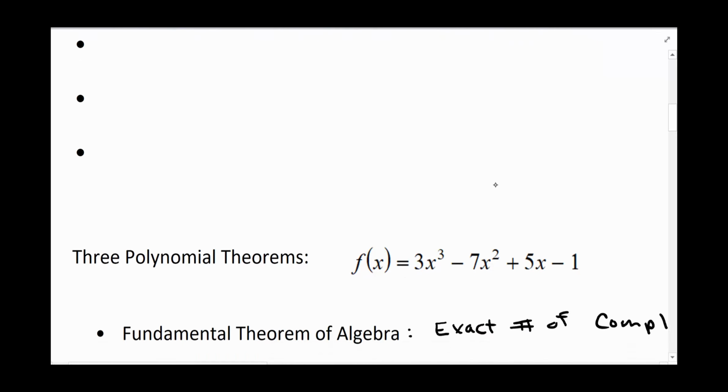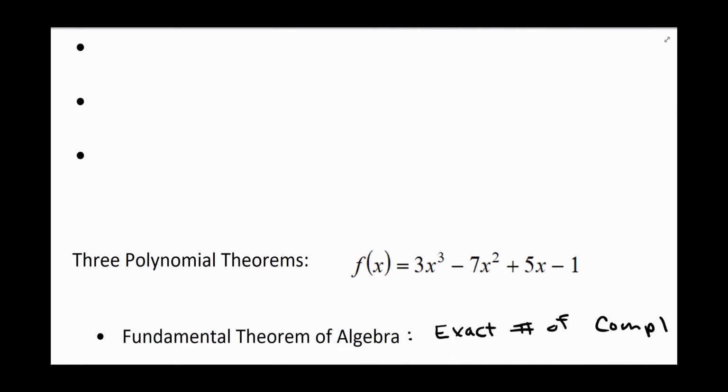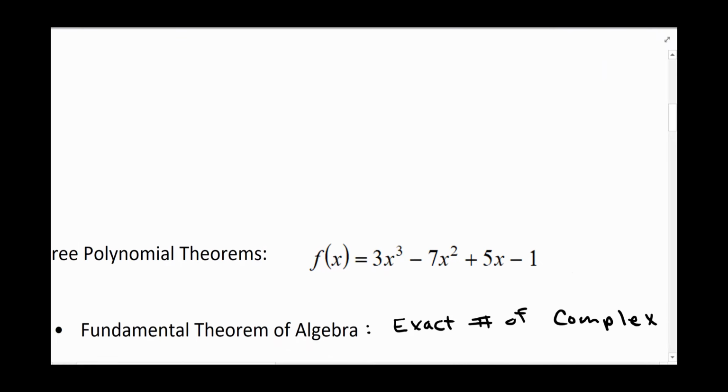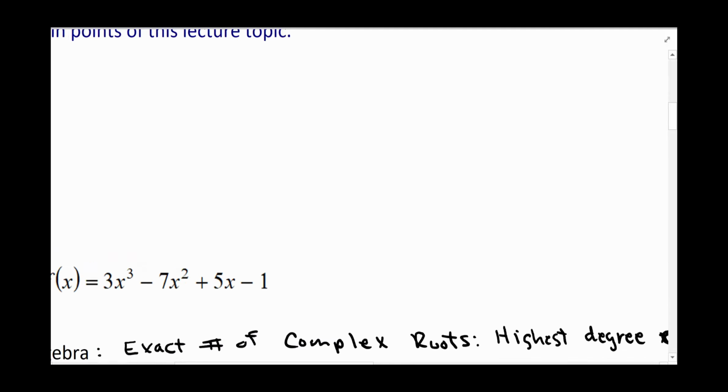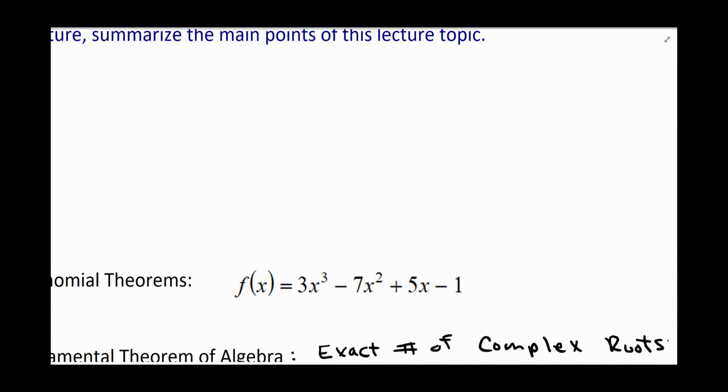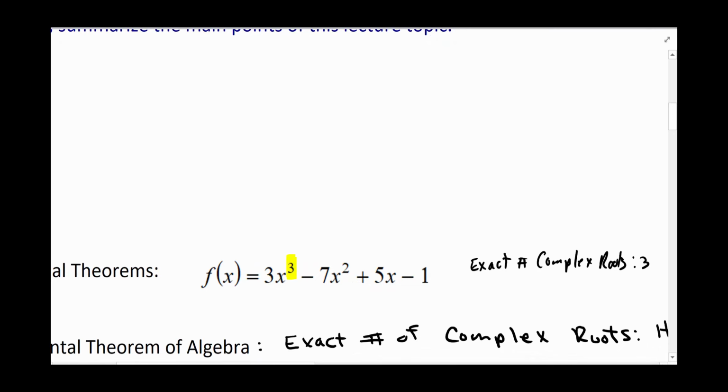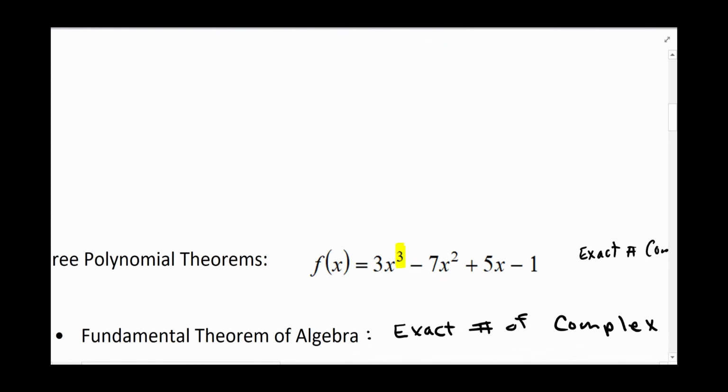The first theorem is the fundamental theorem of algebra, and it will tell you the exact number of complex roots. All you have to do is look at the highest degree exponent of the polynomial. So 3 is the highest degree exponent of that polynomial, so the exact number of complex roots would be 3. All right, so that's the fundamental theorem of algebra. It tells us how many roots there will be.